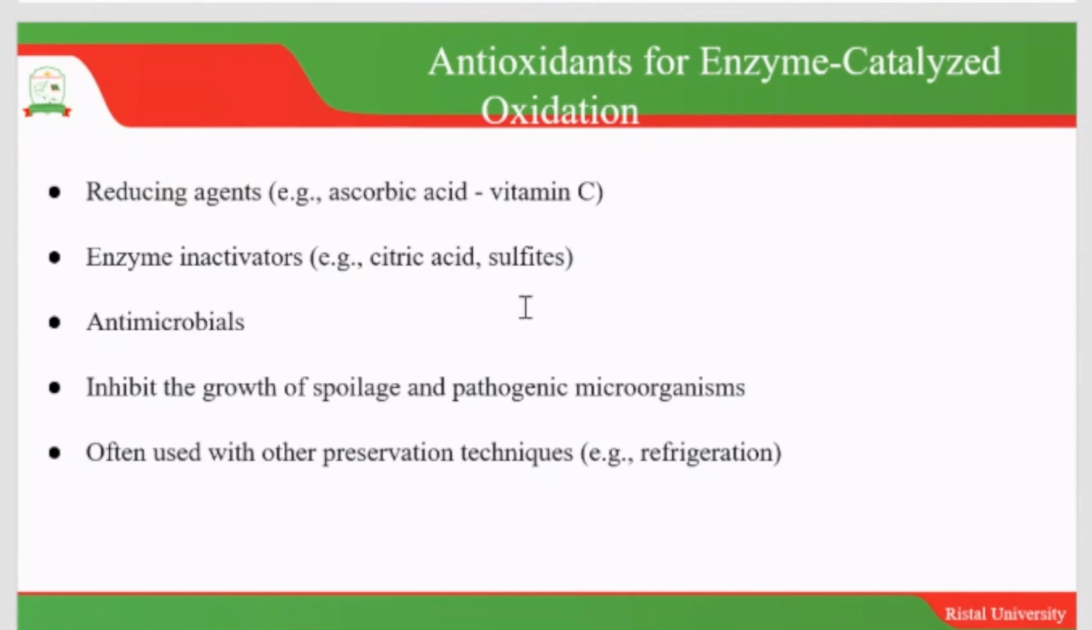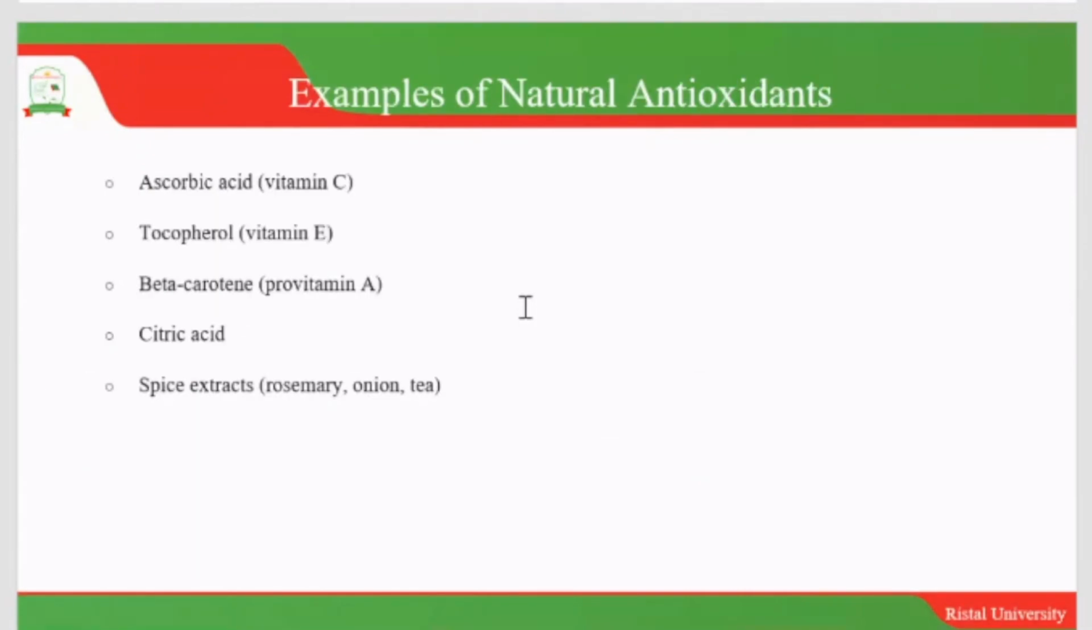So in most cases, if we say examples, that doesn't mean that is the whole list. Okay, so we are looking at these as the few that we would pull out. So one, we are looking at the ascorbic acid, which is vitamin C, the tocopherols, which is vitamin E, the beta carotene, the provitamin A, which we get from carrots and also the green leafy vegetables, the citric acid from fruits, and also spice extracts from the onions, the rosemary, the tea, etc.